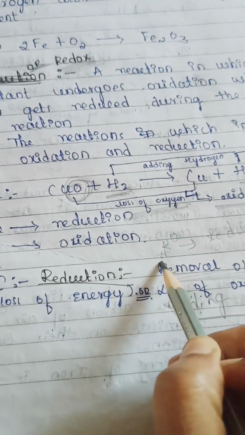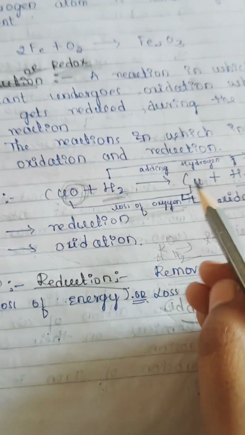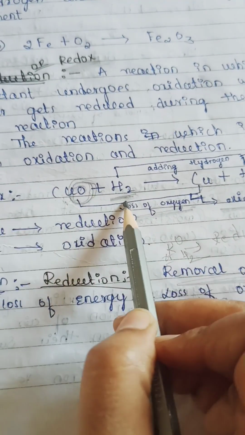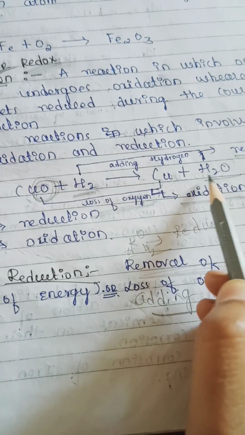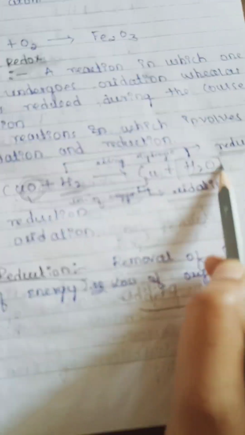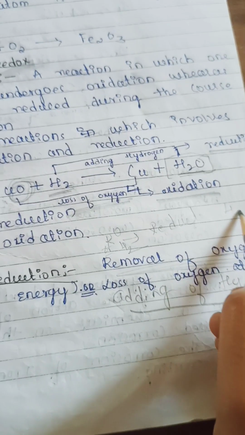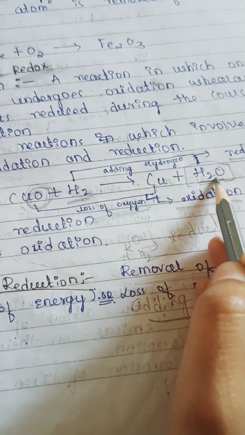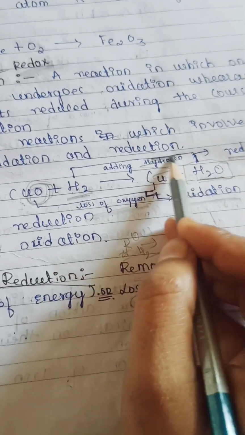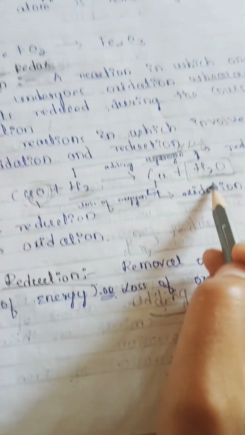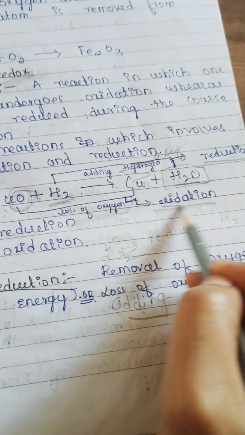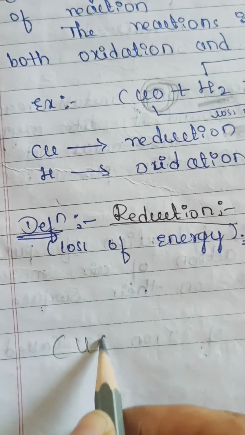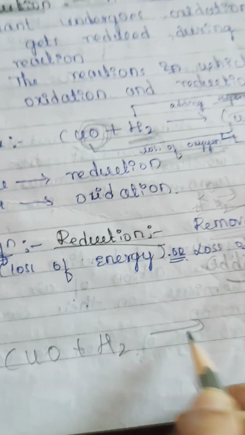Or you can take H2O adding. So this is a reduction, Cu, and here CuO plus H2 gives H2O. So in H2O, what happens? Oxygen is added. To the H2 we are adding oxygen. Adding of oxygen gives an oxidation reaction.